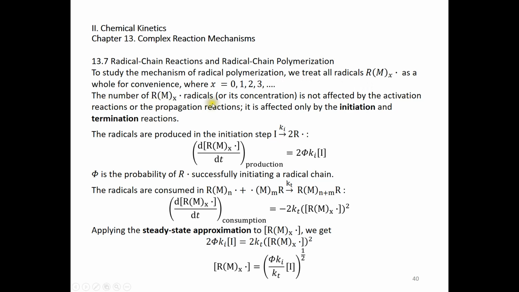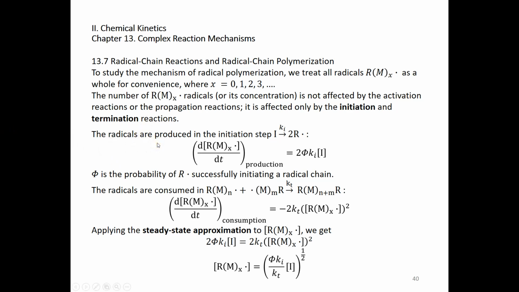Now the number of these radicals is not affected by the activation reaction or the propagation reaction, because at the activation stage you start from an R radical reacting with an M and you form an RM radical. The number of radicals is not changed. In the propagation also, the number of radicals is not changed. The number of radicals is changed only in the initiation stage and in the termination stage. In the initiation reactions, the number of radicals increases. In the termination reactions, the number of radicals decreases.